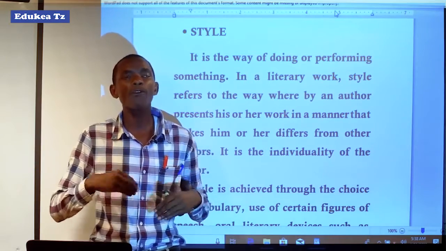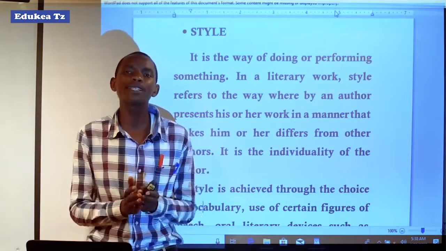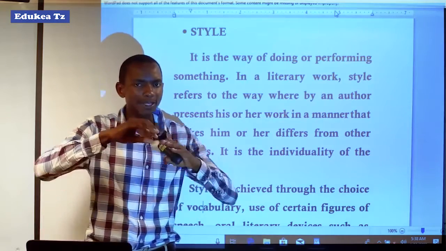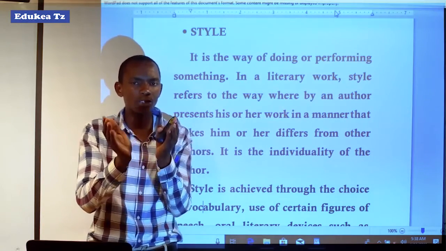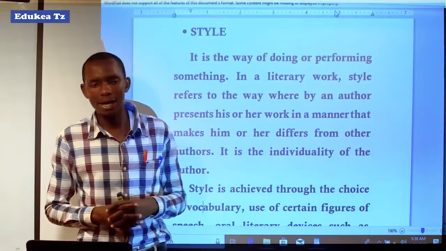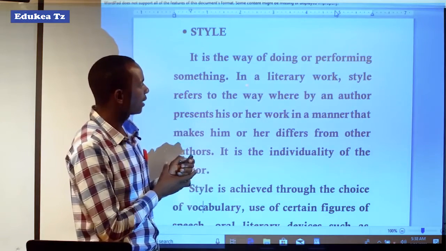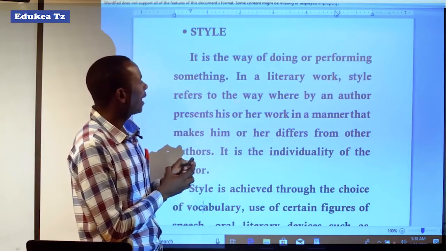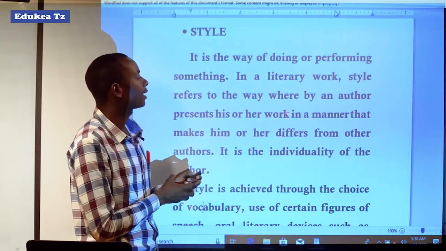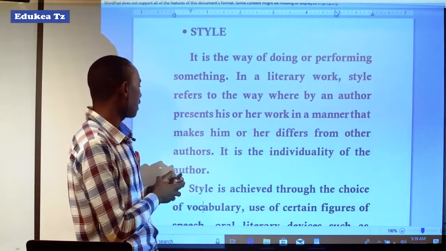If we're performing or doing anything by using several techniques, you have to know that is style. So it refers to the different ways we use when we are doing or performing different activities in our daily life. But in literature, when you speak about style, it means that style refers to the way whereby an author presents his or her work in a manner that makes him or her differ from other authors.